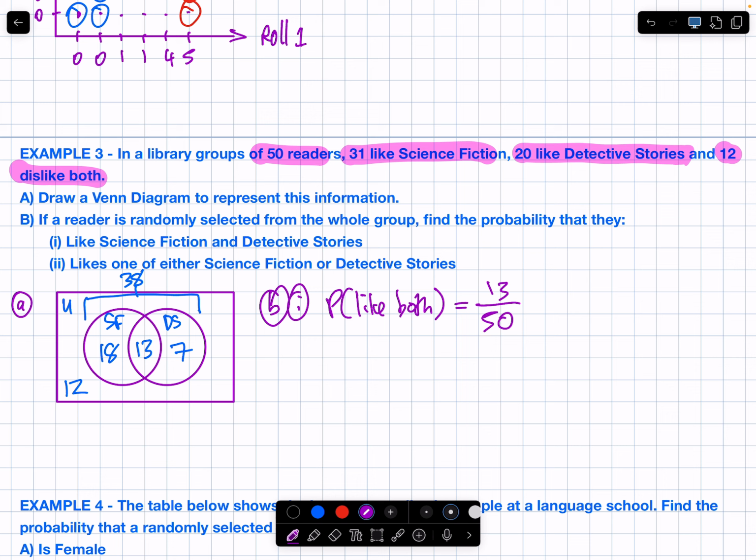Just to buy one, we're not up to this yet, but what if it said, how many people like both out of the people that like science fiction? Would it still be over 50? It'll be 13 over 31. Yeah, good.